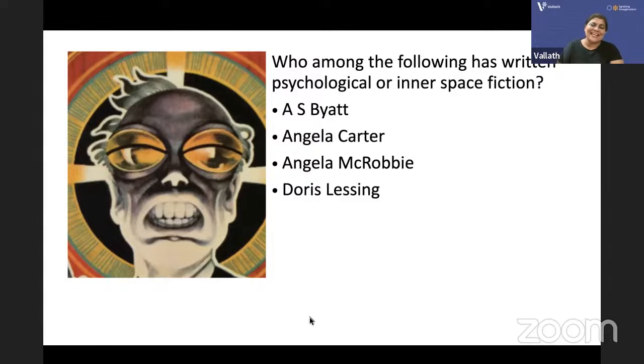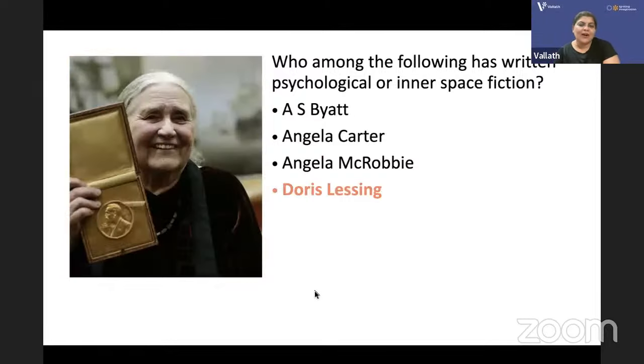Is it A.S. Byatt, Angela Carter, Angela McRobbie or Doris Lessing? Lessing, again they are saying. Doris Lessing. Ankita, other works by Lessing. The Grass is Singing. Children of Violence. Then, The Golden Notebook. Okay, good. Very good. Now, who among the following has written psychological or inner space fiction? Doris Lessing, she got the Nobel Prize, remember. Dekho, Golden Notebook is in her hands.